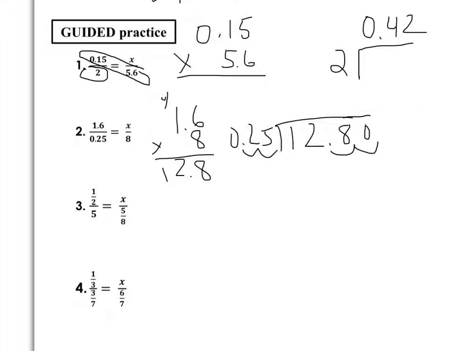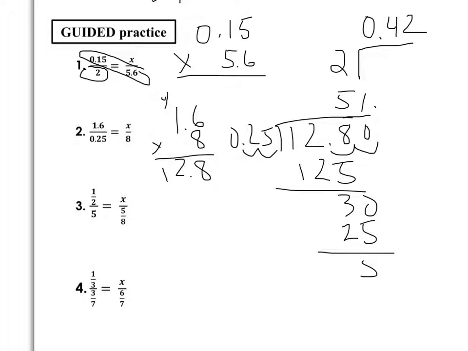Notice that I have 2 loops. I have to move the decimal twice. As soon as I move it twice, I want to bring my decimal point up to the top. When you solve for this, what you should get is that 25 goes into 128 5 times. All right, and you should get 125. Get a 3, bring down the 0. It goes in there 1 time, 25. Subtract, you get 5. Bring down another 0. And it goes in there 2 times, and your final answer is 51.2.